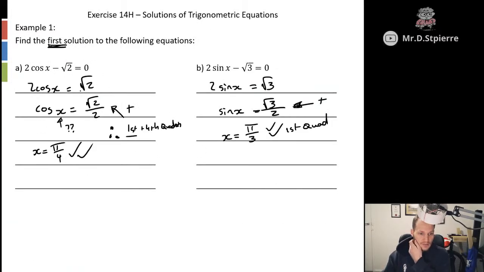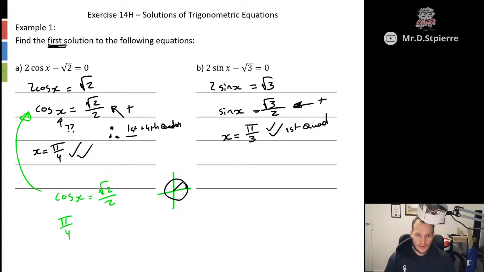And like I said, if we kept going with this, when we use this first example here, we've got cos x equals root 2 on 2. Okay. When is that true? Well, that is true at pi on 4. Do a quick unit circle. Okay. There we go. The angle there is pi on 4.